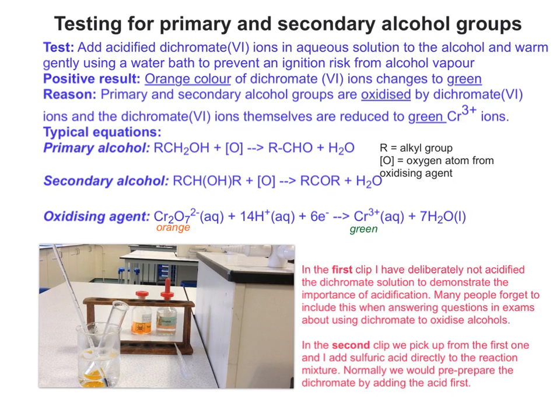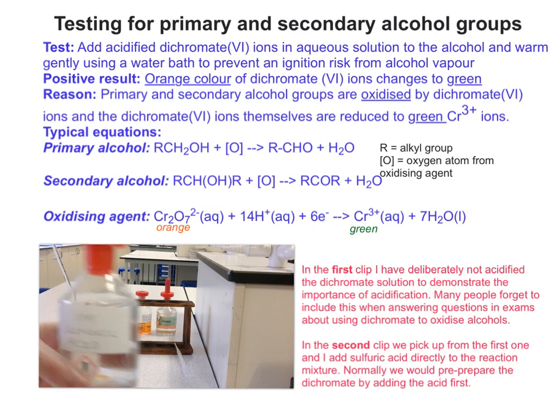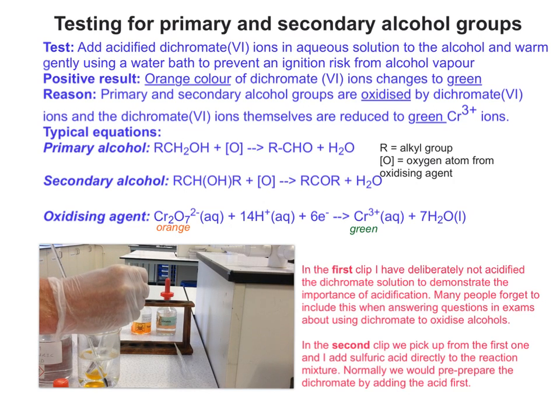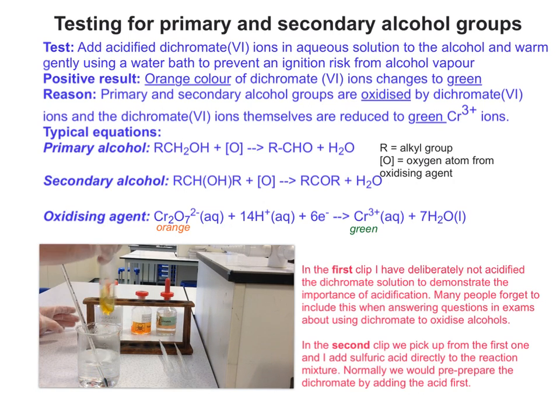So in this second clip we're picking up where we left off. I'm adding some sulfuric acid directly to the reaction mixture this time. So keep an eye on the colour of the reaction mixture, and in the background keep an eye on the colour of the dichromate. So we've added our sulfuric acid. Hopefully give it a few seconds and it should start to change. Give it a bit of a shake to get it moving.